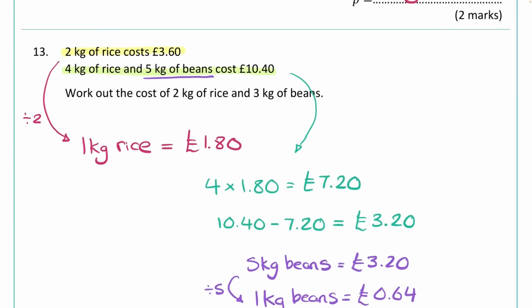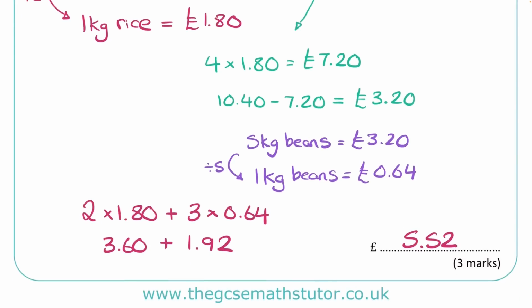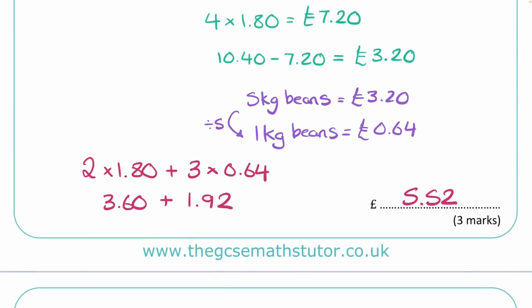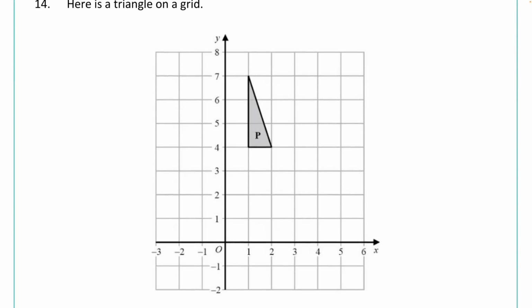Obviously, just looking for that one piece of information allowed us to get the cost of the rice, as this only had one unknown in there. So that was the key to that question. And then breaking it down to work out that missing cost of the beans and then the overall cost of everything. Okay, so on to some transformations.